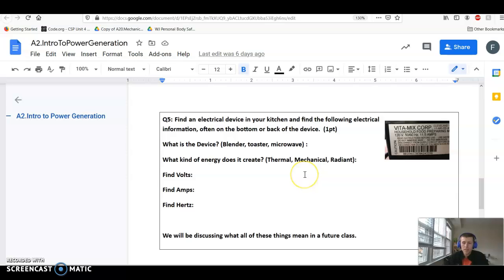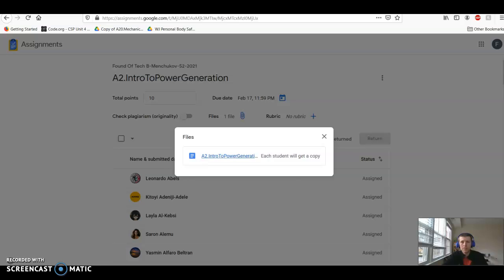The last question I cannot help you answer. The last question is for you. Please actually do this. Don't just make up numbers. It's more meaningful that way. Find a sticker on an appliance somewhere in your home. Look for voltage, this thing called hertz, and this thing called amps. We're going to talk about what each of those are today and in a future lesson as well. I just want you to find them for right now, and we will come back to this and do some math with it a little bit later. So that's assignment 2. Now let's look at assignment 3.